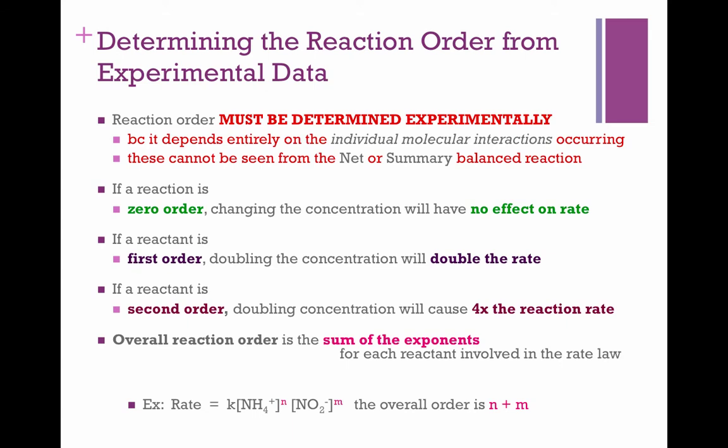First order, it's proportional. So if you double the concentration, the rate will double. For second order, it's proportional. So if you double the concentration, you will have 4 times the rate.